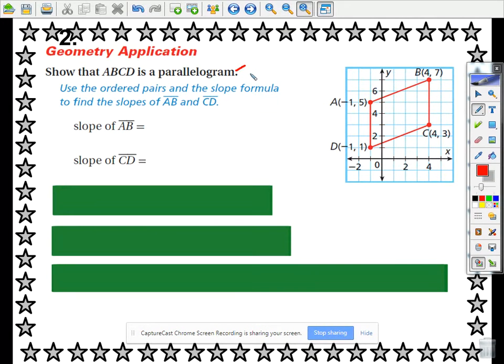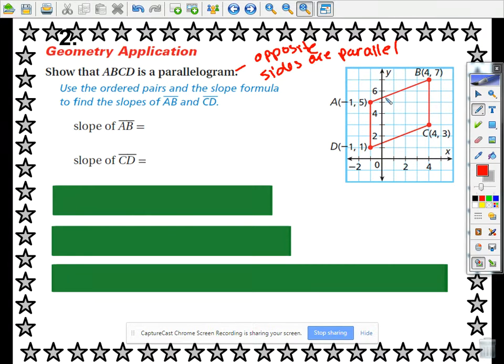And basically, it's saying that opposite sides are parallel. So if we can show that the opposite sides are parallel, then we can prove that this is a parallelogram. So let's look at the slope of AB here. We could just take these 2 points. We could use the slope formula.